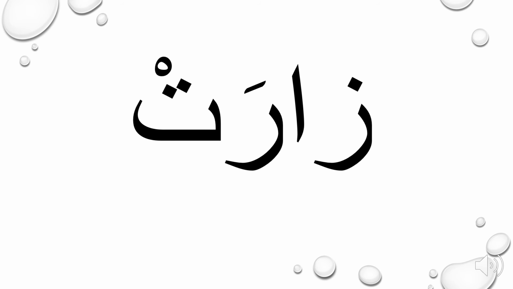Now let's try to read this word. Why don't you pause the video and try to read it on your own, and then unpause to see if you got it right. As you can see, we have a Zay followed by an Alif, which is Za. Then we have a Ra followed by a Fatha, which is Ra. And finally, we have a Ta with a Sukun on it, and we cannot really say it by itself. We'll have to say it with the letters before it.